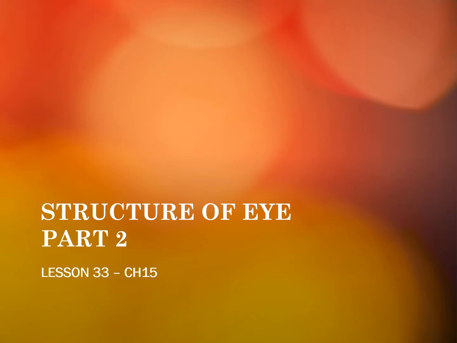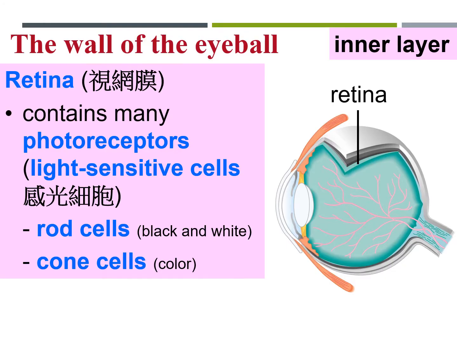Let's start. In the last video, we went through the outer layer and the middle layer of the eyeball, and now in this lesson, eye structure part 2, we are going into the inner layer. In the inner layer, we have the retina, 視網膜.